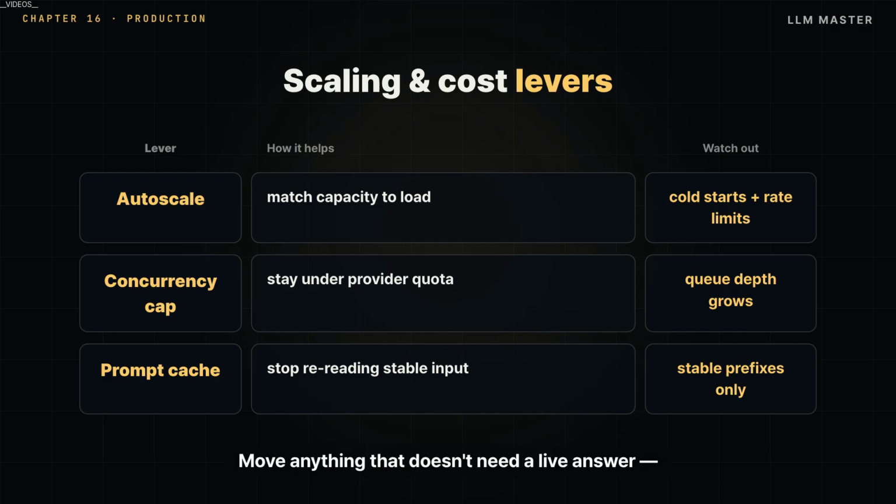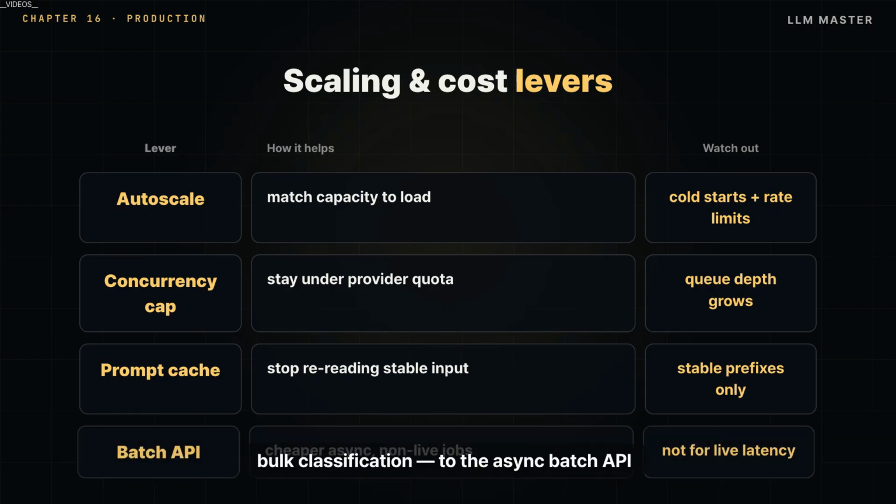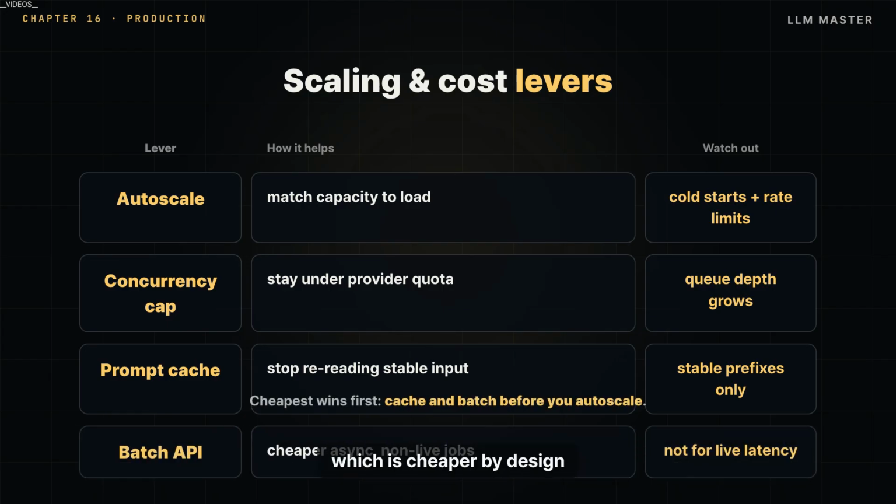Move anything that doesn't need a live answer, nightly evals, bulk classification, to the Async batch API, which is cheaper by design. And put a hard budget ceiling on top, per tenant, so a runaway loop or a bad actor can't run up an unbounded bill. Cheapest wins first. Cache and batch before you auto-scale.